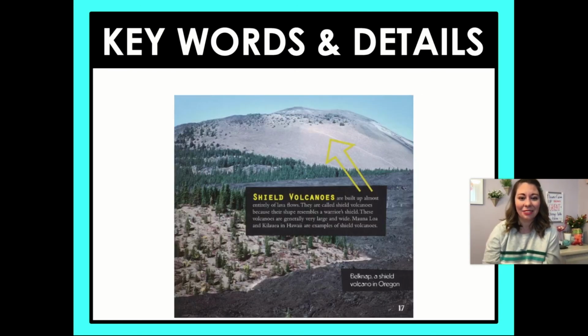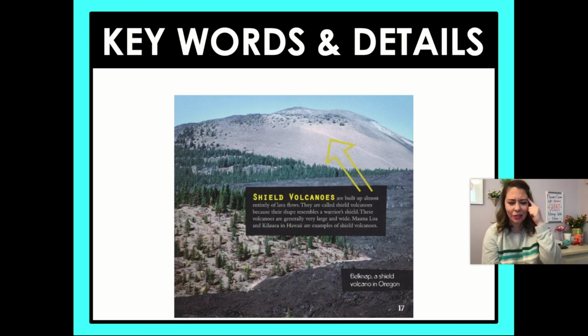And lastly, let's think about some keywords for shield volcanoes. The shield volcanoes are built up almost entirely of lava flows. They are called shield volcanoes because their shape resembles a warrior's shield. These volcanoes are generally very large and wide. Mauna Loa and Kilauea are examples of shield volcanoes.